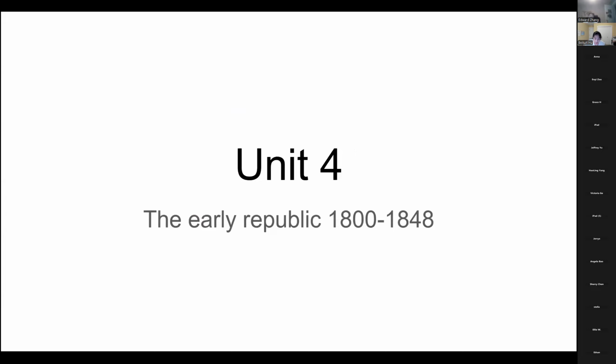And then Unit 4 is about the early republic from 1800 to 1848. So does anyone know the significance of this time period? Like why it ended at the time it did and what the time period was known as. Yeah, so 1848 is the end of the Mexican-American War, and the peaceful transition of power to the Civil War was all covered within this time period. So let's get into it.